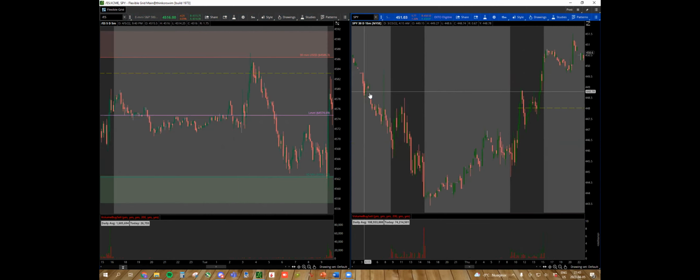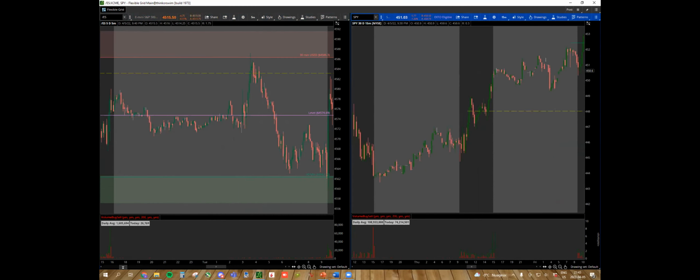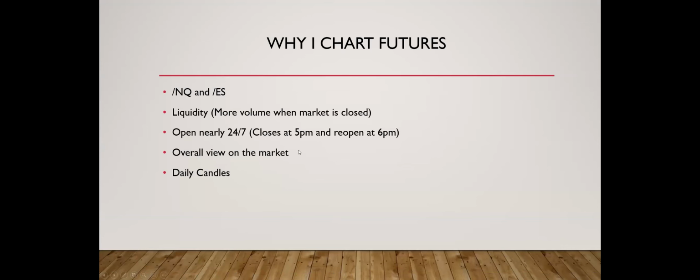So after looking at these gaps here, this is basically why I chart futures. I used to only trade options on SPY, and now I'm getting into trading futures. That's a whole different subject.